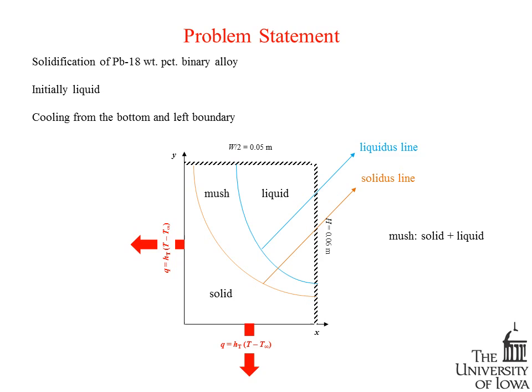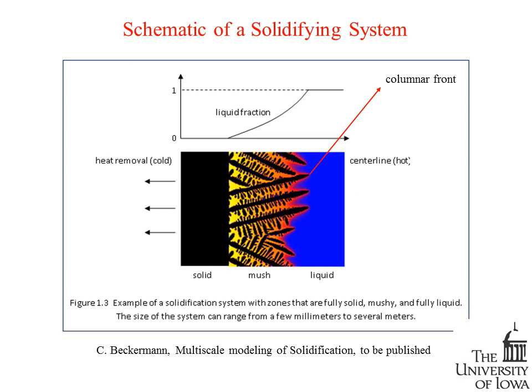So if we look in more detail at this mushy zone, what we will see is this. Initially everything is liquid. I'm starting to cool from the left boundary, so I get solid here. On the right, hot region, I still have liquid. Between these two I get a mush, and so I get some solid dendrites. So the correspondence between these two figures: if you look at the top figure, near the left boundary the liquid fraction is zero, and the liquid fraction is one on the right boundary, meaning that it's totally liquid. And the liquid fraction is between zero and one in the mushy region.